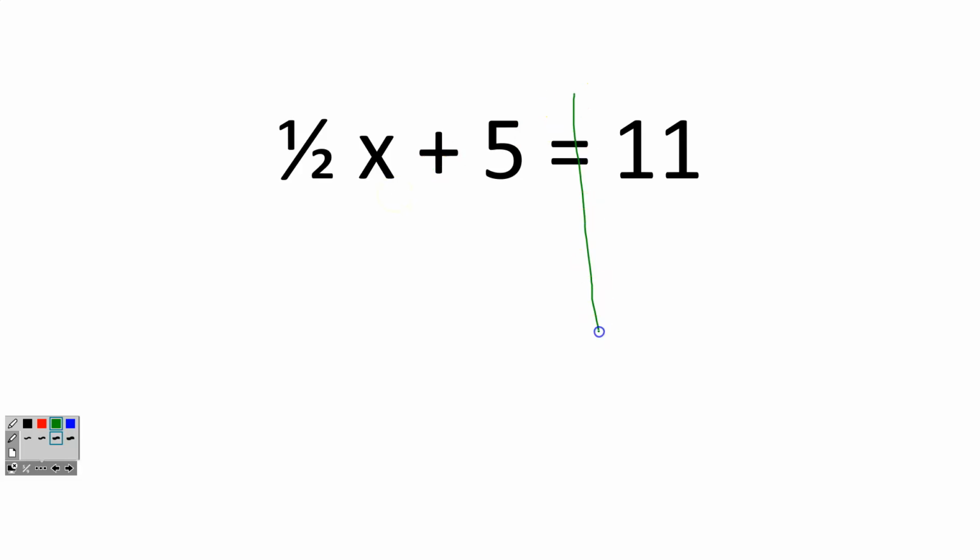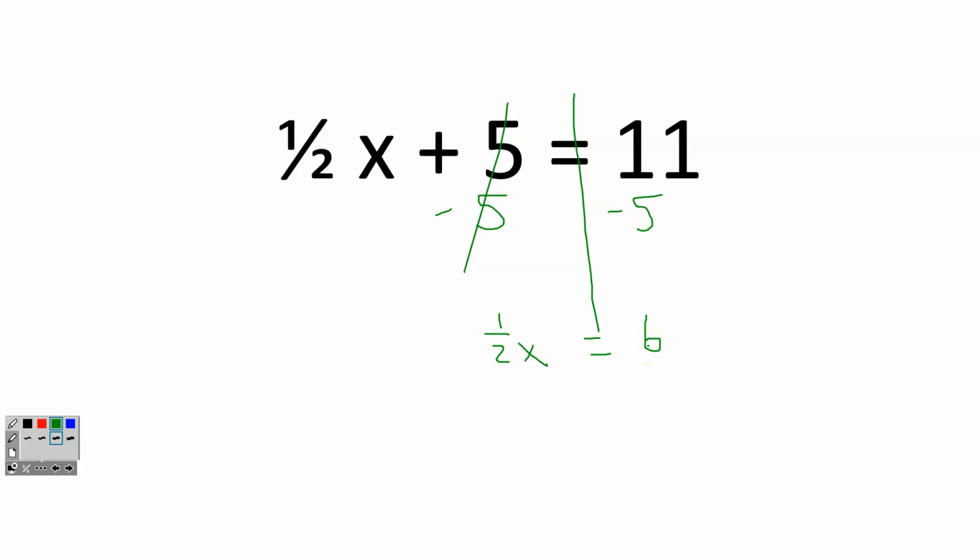Draw your fence. We need to get rid of that plus 5. So the opposite would be to subtract 5. That's going to give me 1/2 x on this side. 11 minus 5 gives me 6 on this side.